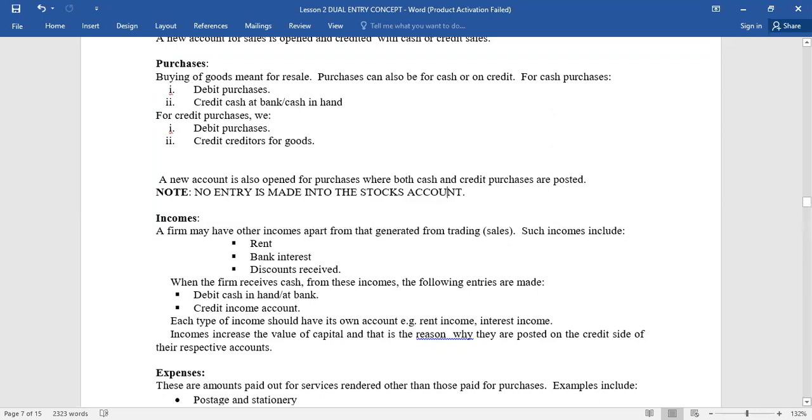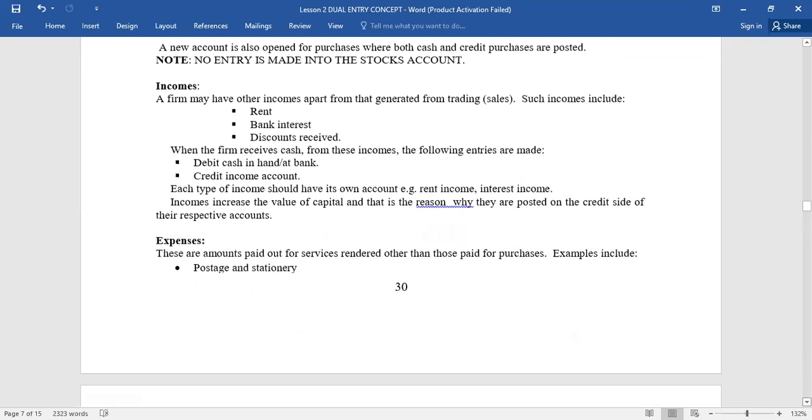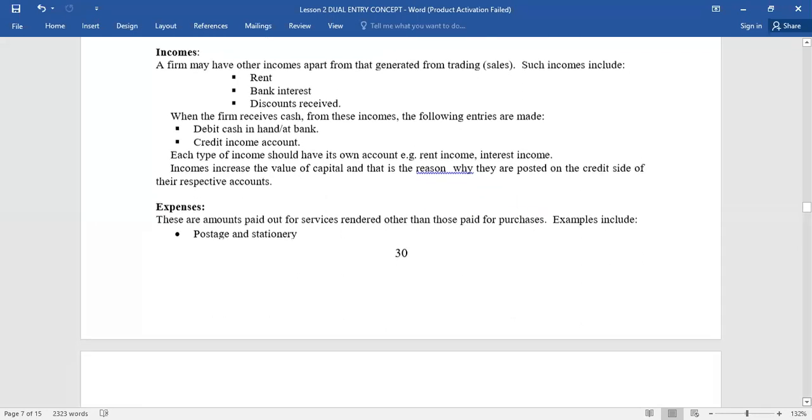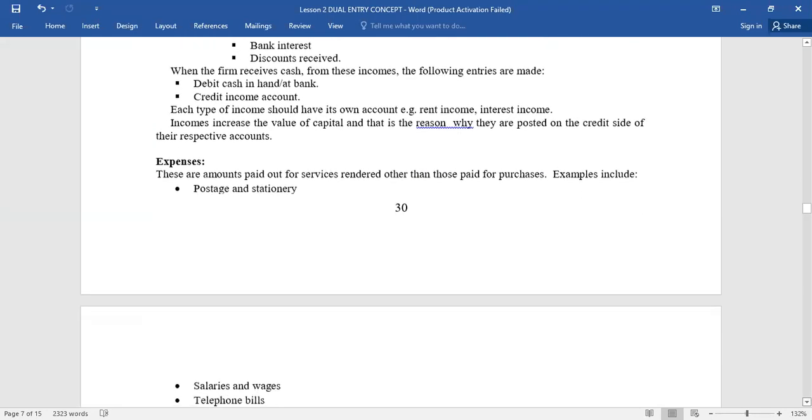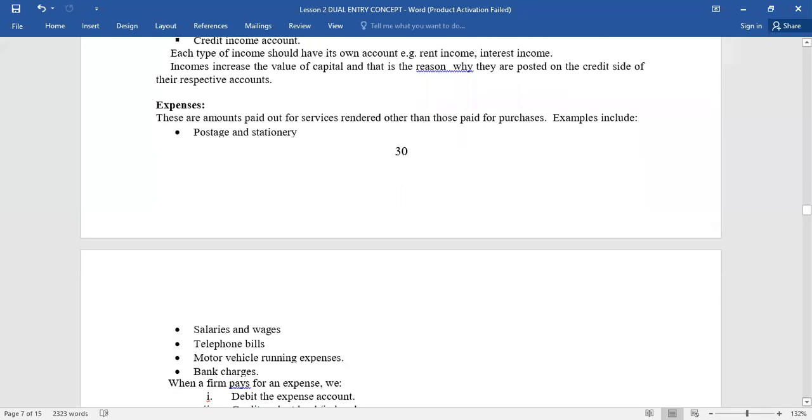Then expenses will be coming in handy. And there are those expenses that are not related to the business. For example, maybe postage and stationery, you are printing here and there, telephone bills, motor vehicle running expenses, you are maintaining the vehicles, bank charges, etc. Those are expenses. Expenses are debited. And because they are depleting, our cash will go down. So our current asset or bank account will be decreasing. So we debit the expenses, we credit the cash at bank or cash in hand.